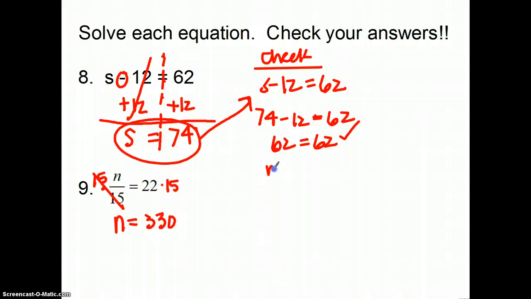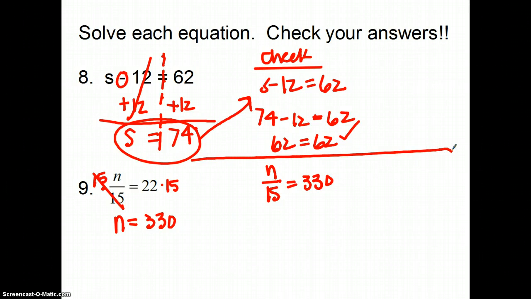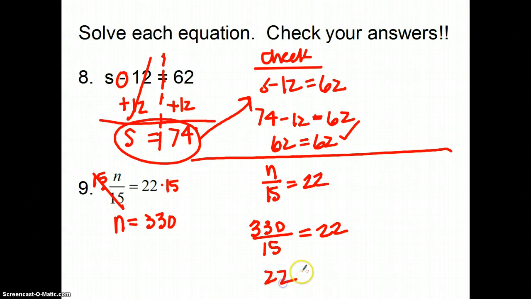I write my original problem, n over 15 equals 22. Let me separate these guys. Okay, and then I plug in n equals 330 for n. 330 divided by 15. Oops, excuse me. This should have been a 22. Equals 22. Then 330 divided by 15 is 22, and 22 equals 22.